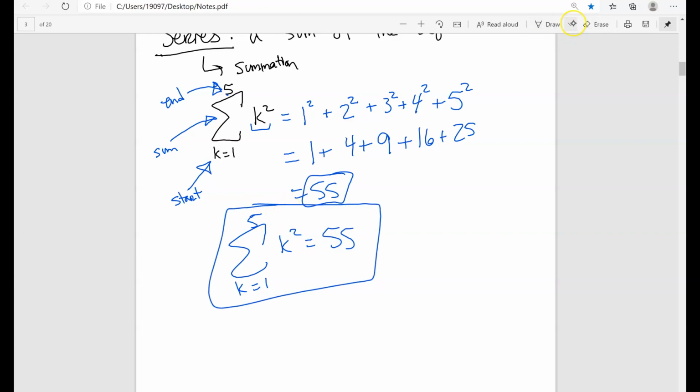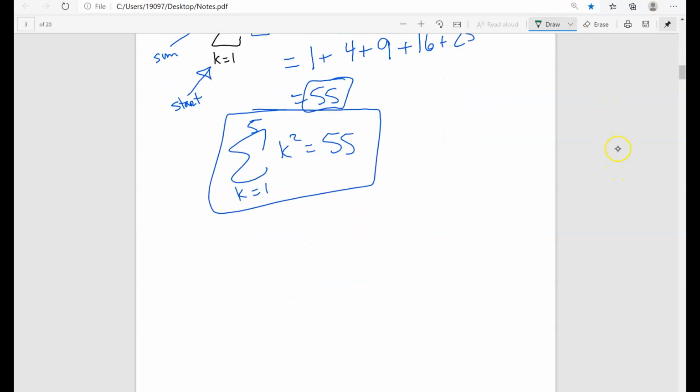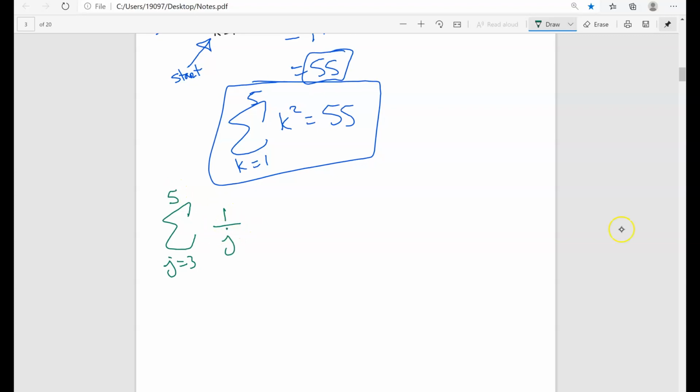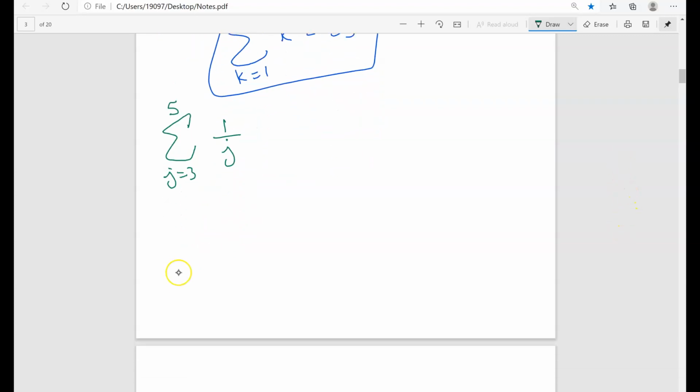Okay, so let's do another one. You can try this out if you'd like to. We'll try 2 more. The sum as j goes from 3 to 5 of 1 over j. And then we'll try the sum as k goes from 0 to 3 of sine of k pi. You can try them out first. I'm going to go ahead and do them.